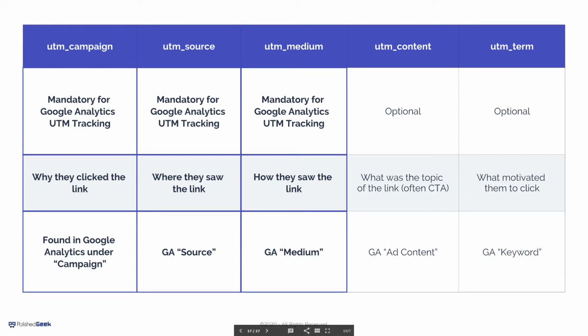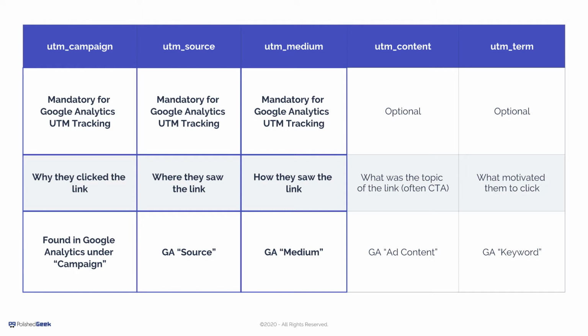There are 5 UTM parameters, and 3 of them are pretty much mandatory. You should definitely use these 3 whenever you're doing UTM links. The other 2, content and term, are optional, but I strongly recommend you use them. That's where you really get the juicy bits. It's where you really find out what's working. But you can definitely put a viable link out there with just campaign, source, and medium.